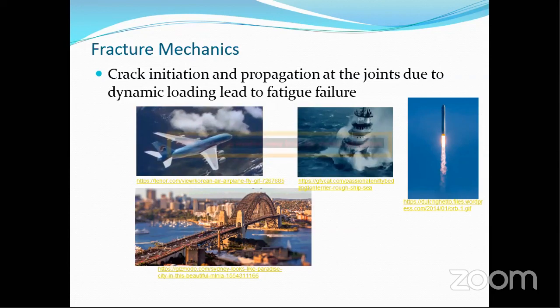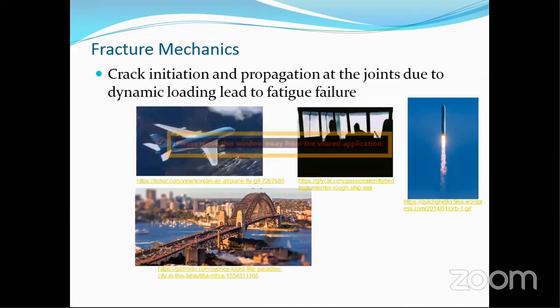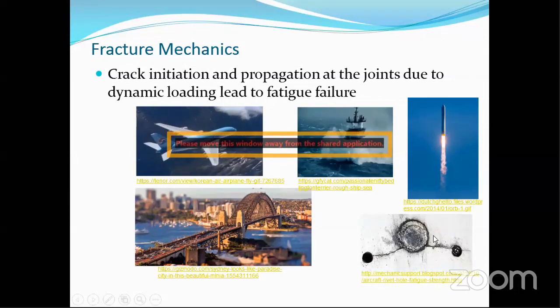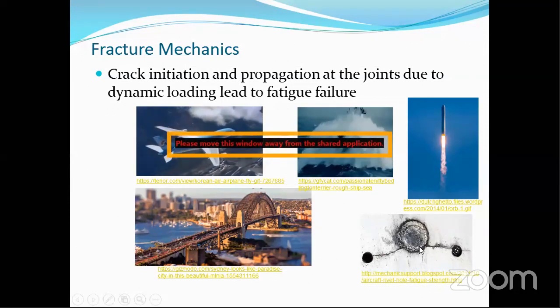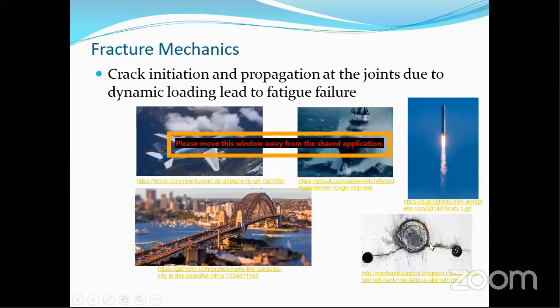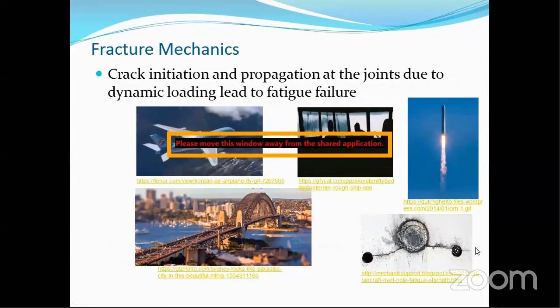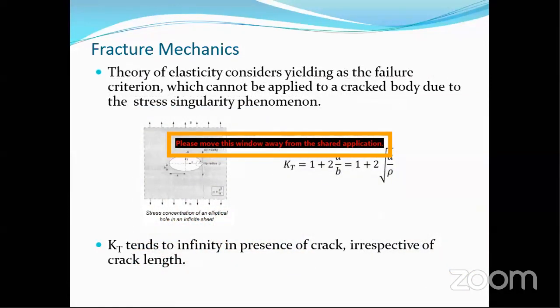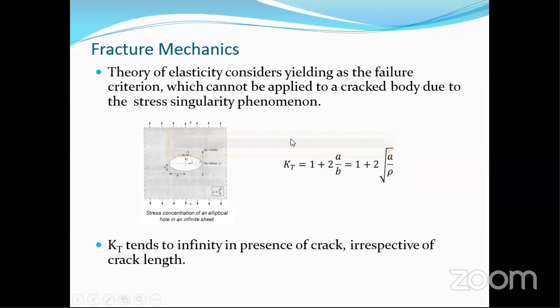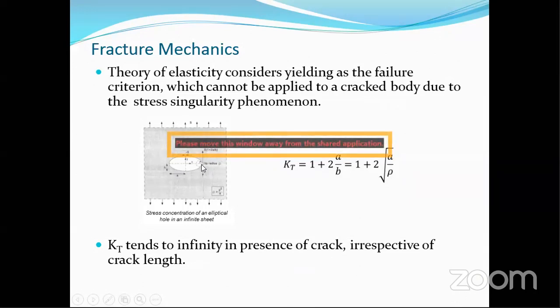So these dynamic loads cause cracks at these joints especially, and they propagate. Once the crack reaches its critical value, the component cannot sustain the load and it fails. So how do we account for this failure? In general, the theory of elasticity considers yielding as the failure criterion, but it cannot be applied to cracks.